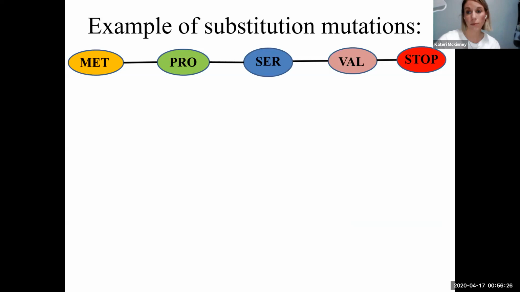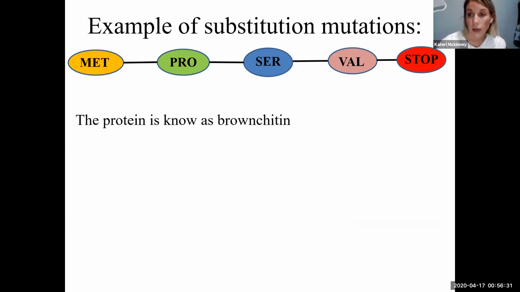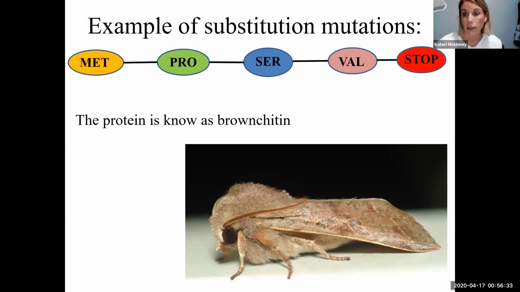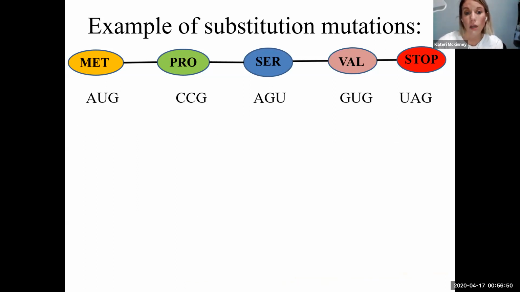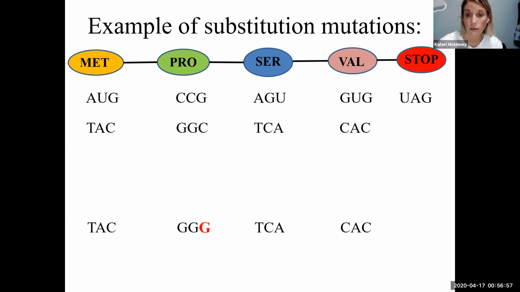So there's some examples of some substitution mutations. The protein known as brown chitin is responsible for making the coloring of this little moth. So this is the polypeptide chain that makes this brown moth. You have methionine, proline, serine, valine, and you have a stop codon. So this is the mRNA sequence for this. You see it matches like that.